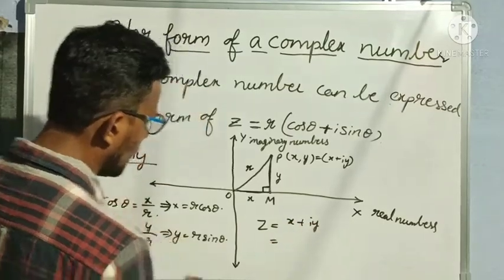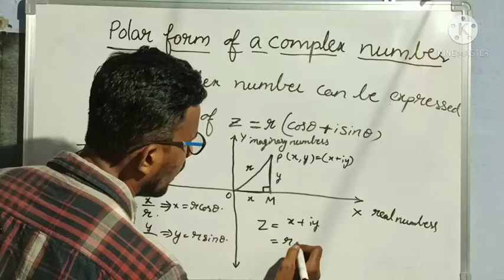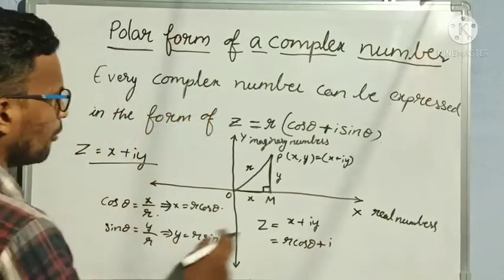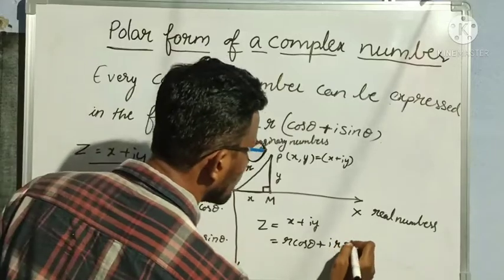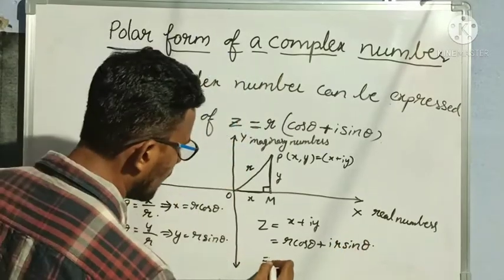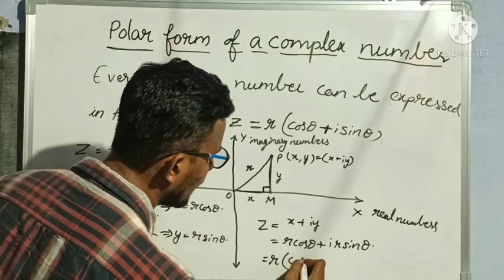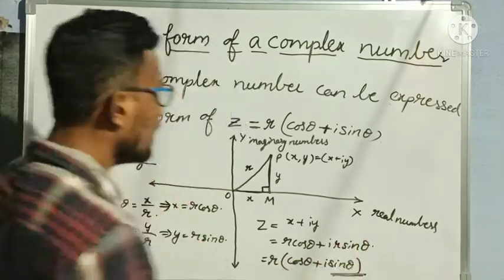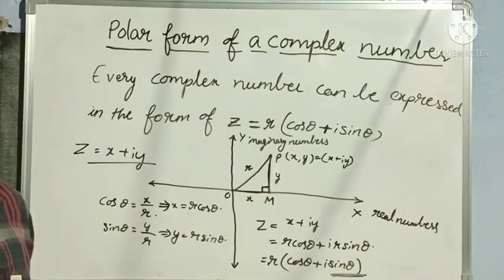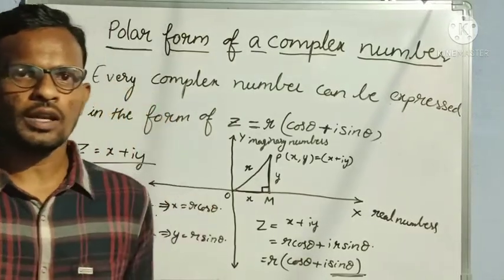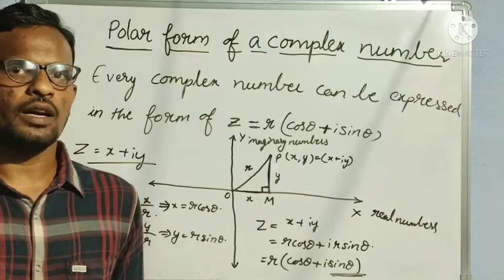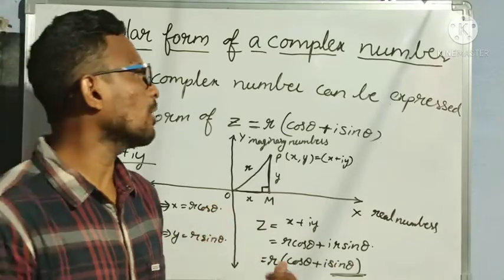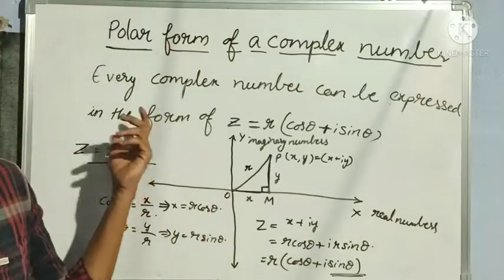So that is equal to, in the place of x what I should substitute, r cos theta plus i as it is. In the place of y what I should substitute, r sin theta. So that is equal to r, if I take common, then I will get cos theta plus i sin theta. So this is the polar form of a complex number. Okay, I hope everyone understood this concept. So this is how we have to represent a complex number in the polar form.